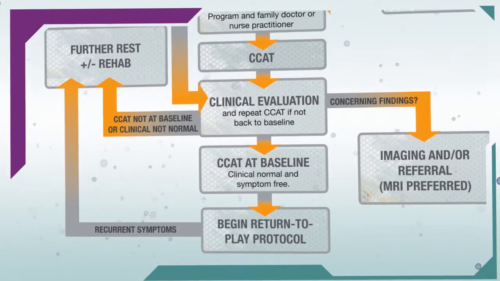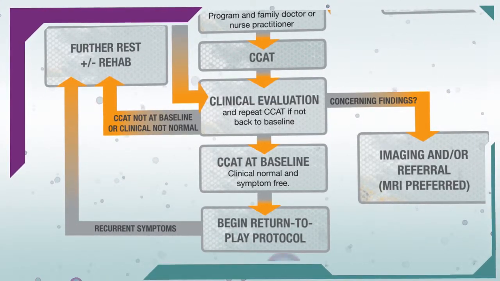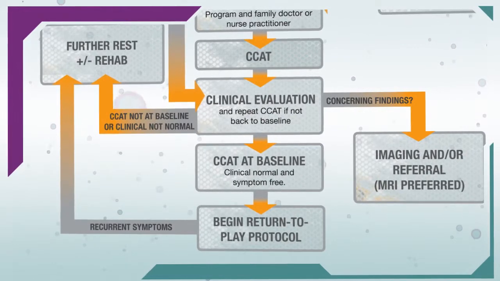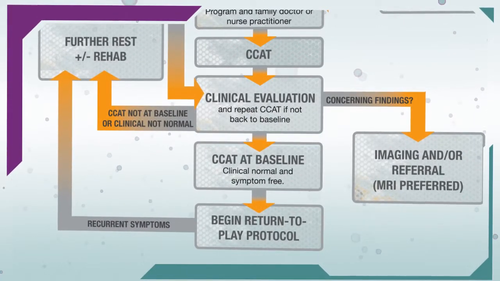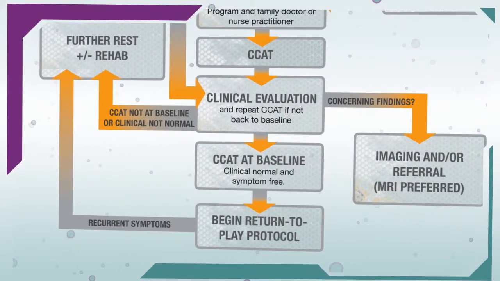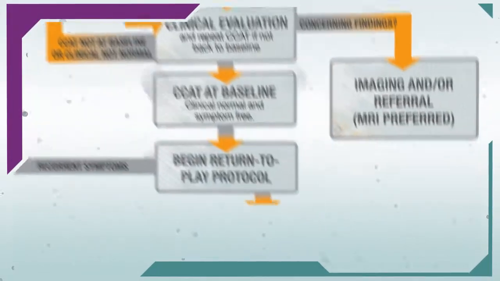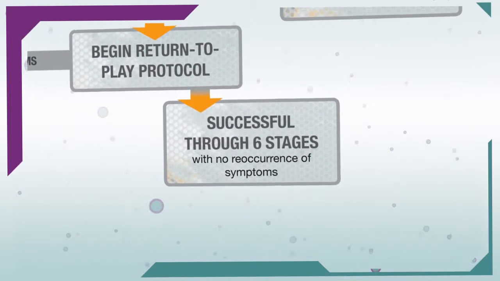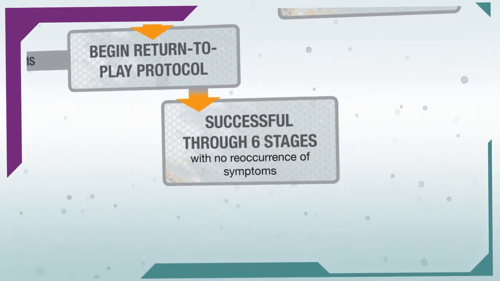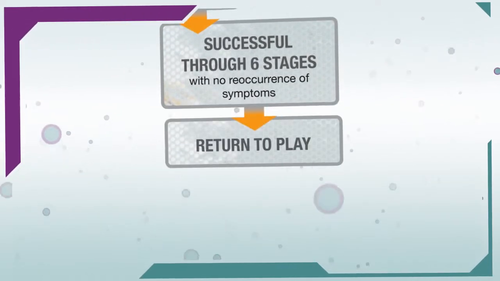If there is a recurrence of symptoms, the individual may be required to reinitiate the return-to-play protocol, or they may require further testing, assessment, and in some cases rehabilitation may be an option. Once the athlete is successful through the 6 stages without recurrence of symptoms, they may return to play.